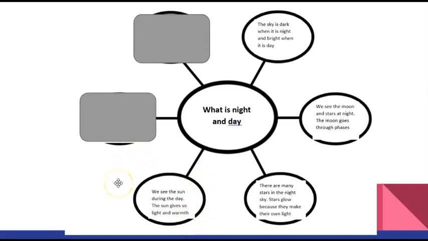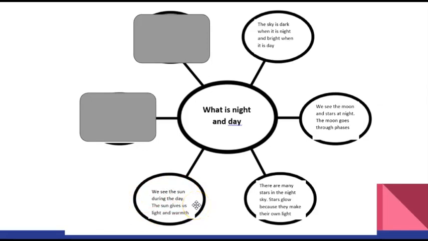The reason I put that as my key detail was just like we learned about night, we see the moon and stars. During the day, we see the sun. And I wanted to include that the sun gives us light and warmth because that is what makes day different from night. It's really light and it's much warmer during the day because of the sun.